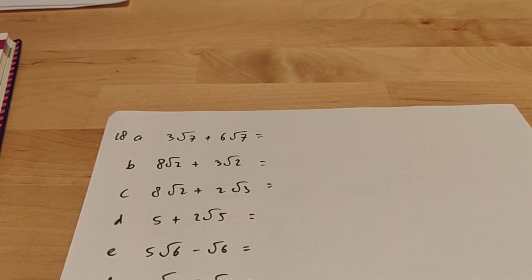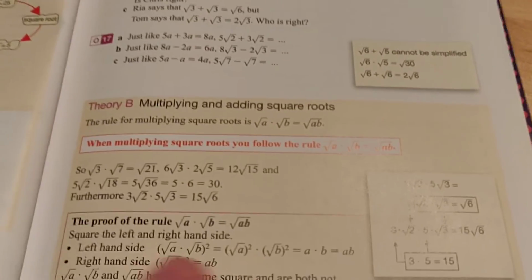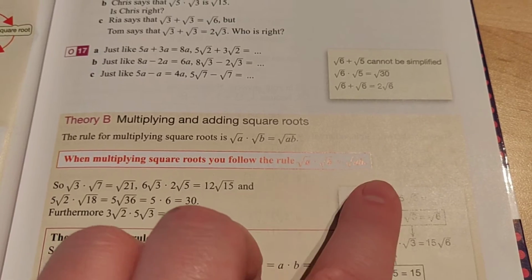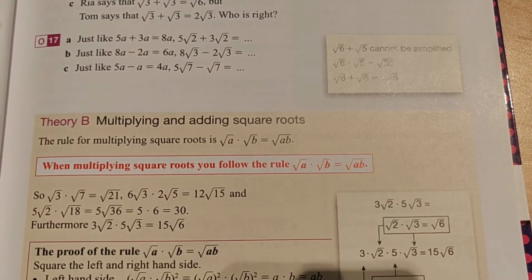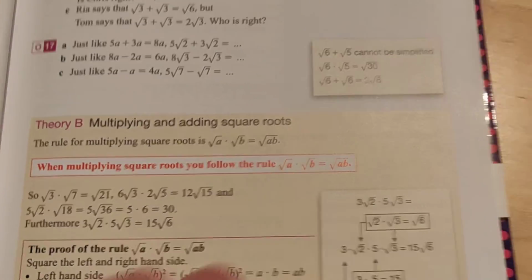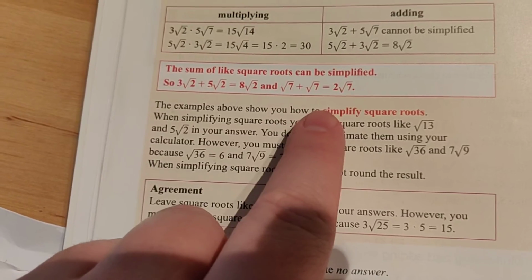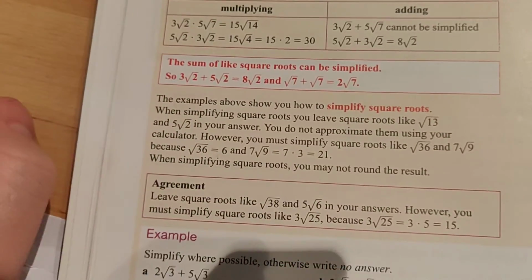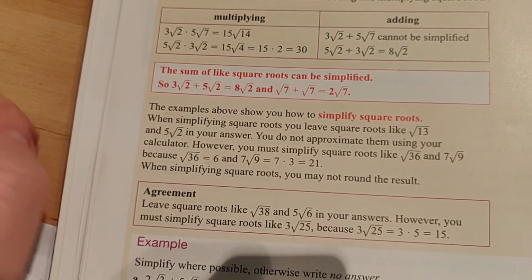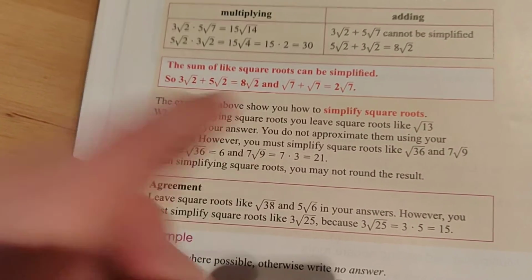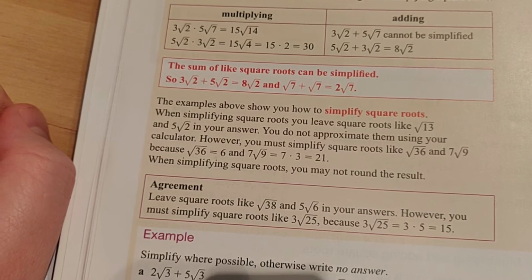The rules that you need to know are this one. If you multiply two square roots with each other, like the square root of a times the square root of b, you can put it in one square root, so you get the square root of a times b. And another rule that you should know is that if two square roots are the same, like the square root of 7 plus the square root of 7, you can add them to get 2 times the square root of 7. Or if you have 3 times the square root of 2 plus 5 times the square root of 2, together it will be 8 times the square root of 2.